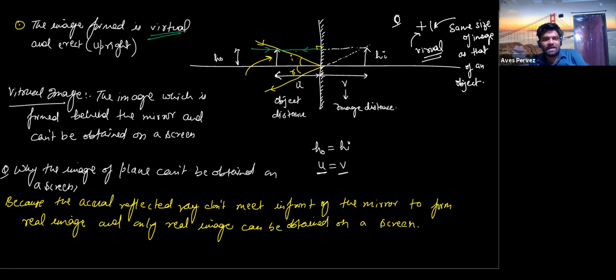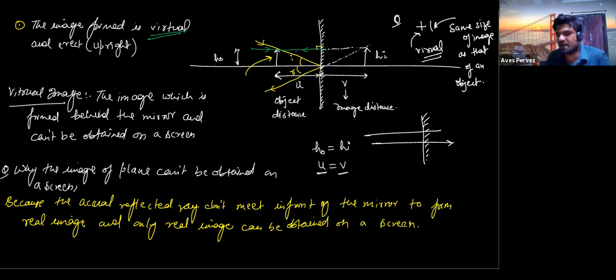Here we have a question: why can the image of a plane mirror not be obtained on a screen? In a plane mirror, the rays are not actually transmitting. The light is not actually moving into the mirror, but it assumes that it is meeting there. If we keep extending these, the reflected rays meet in the backward direction.